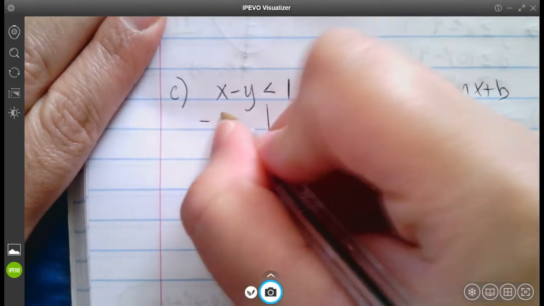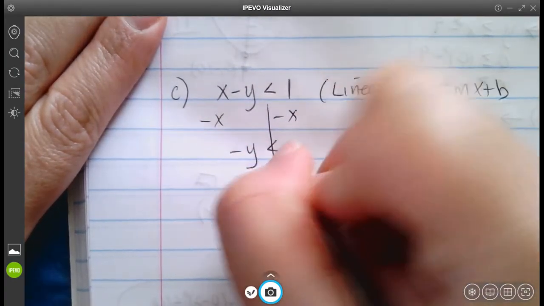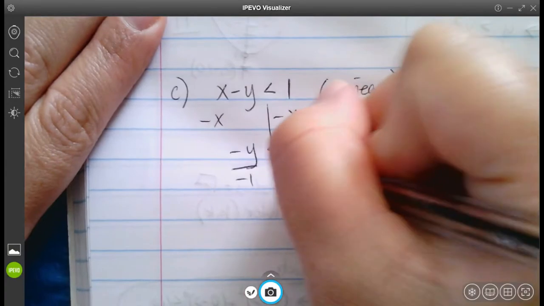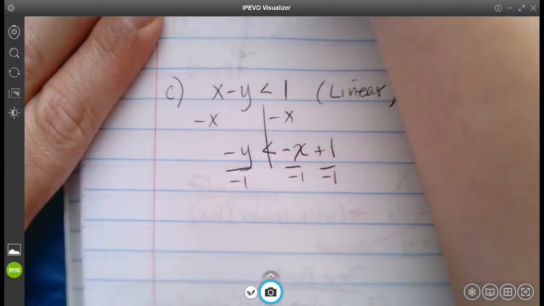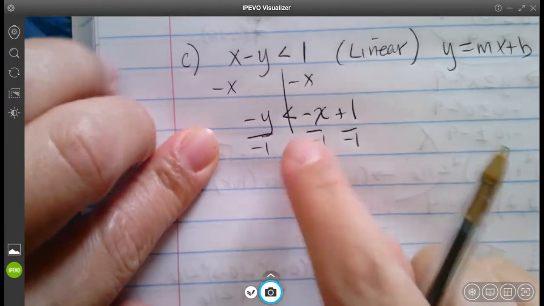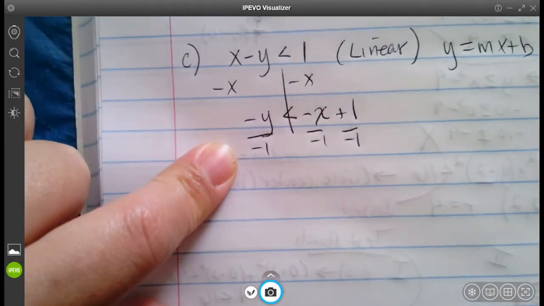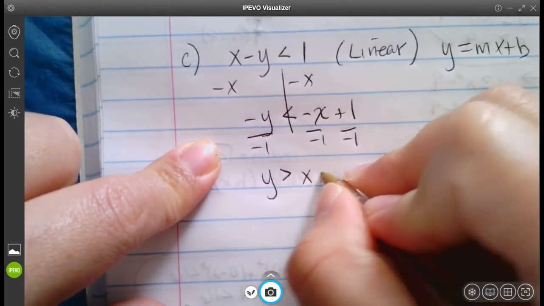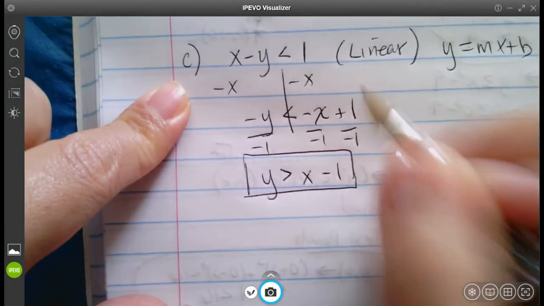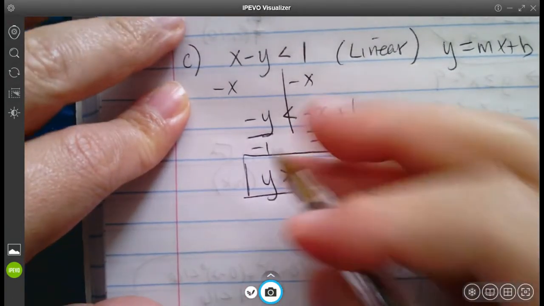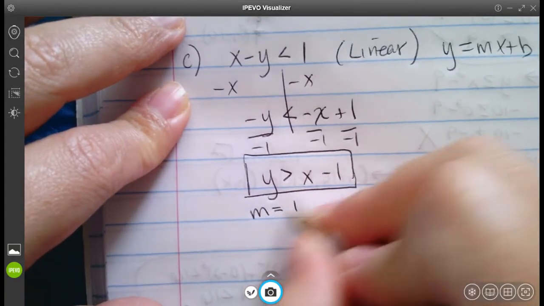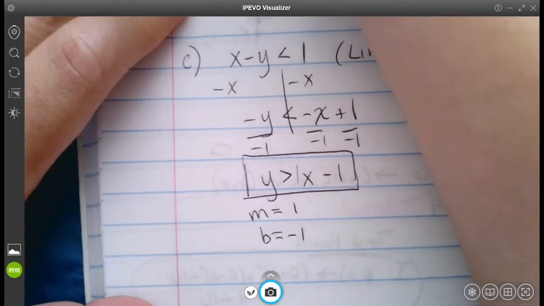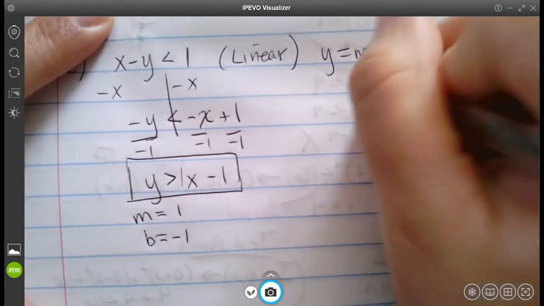So to do that, we would move the x, right? So we have negative y is less than negative x plus 1. And then we have this negative, so we have to divide everything by -1. But there is this little tiny thing that we have to remember whenever inequality symbols are involved. If we're dividing by a negative, you have to flip it. So y is going to be greater than x minus 1, and this is what we're going to use for reference to do our graph. Here our slope is just 1 because there's an imaginary 1 there, and our y-intercept is going to be -1. So with that in mind, let's draw the graph real quickly.